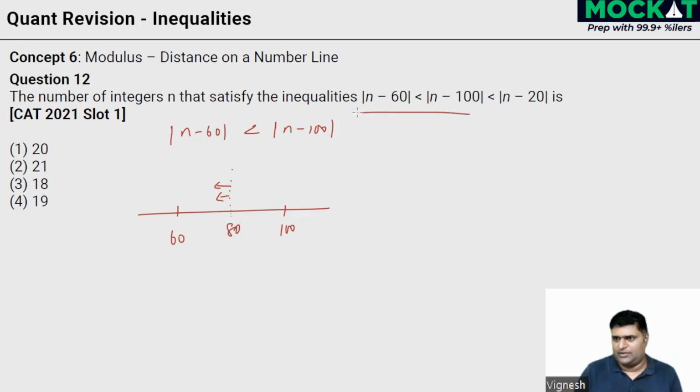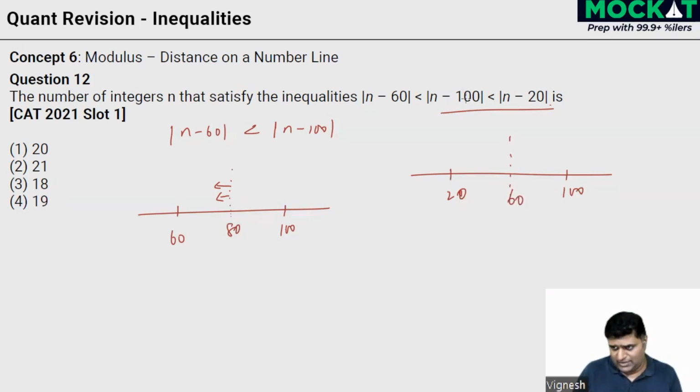Take the next set over here, which is this one. Modulus of n minus 100 is less than modulus of n minus 20. What does this mean over here? Let's draw a number line. Put a 20, right? That's the first one. Then 100. What's the midpoint over here? 100 plus 20 by 2, which is 60. Now the distance from 100 should be lower than the distance from 20. It should be closer to 100. So I want this region, right? So this one says n has to be less than 80.